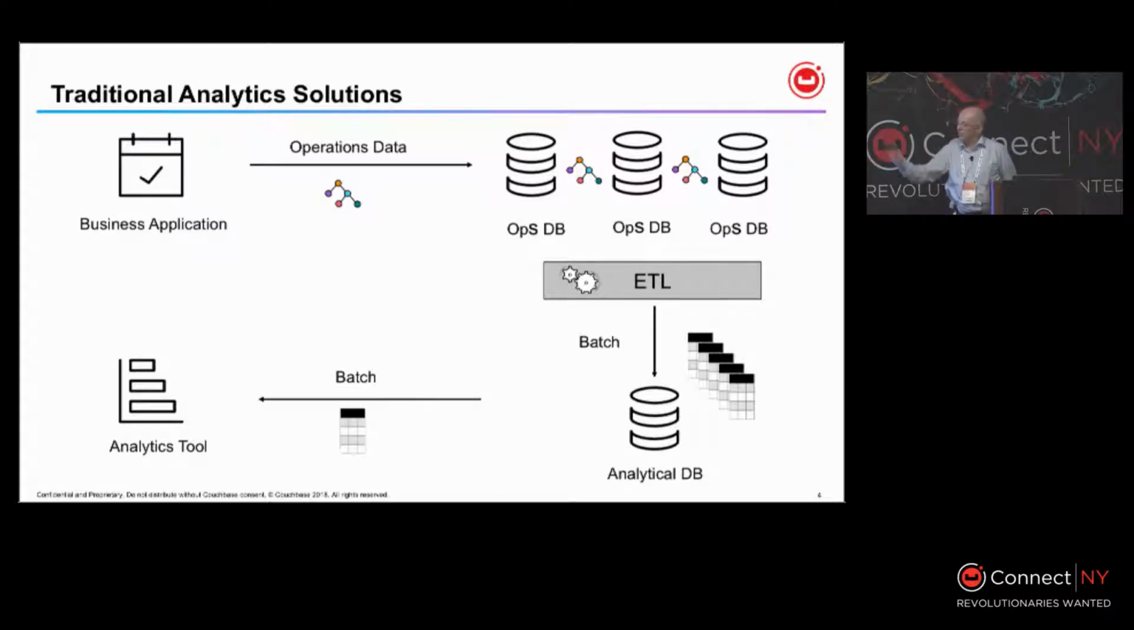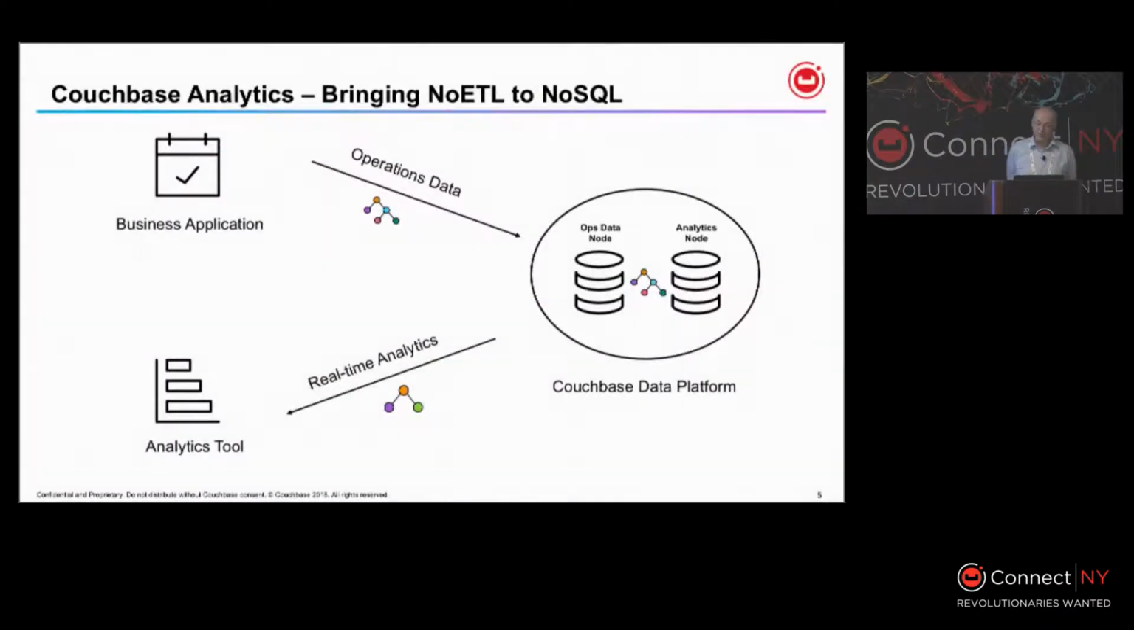That might be batch or might not be batch. That depends on the tool that you're using. So the way we want to change that, the way we're changing that actually, is that we don't have this separation. Instead of using different systems for the transactional or operational and the analytical database, we are adding a new capability to the Couchbase Data Platform. And we're adding a new node type to our multidimensional scaling, which is the analytics node.